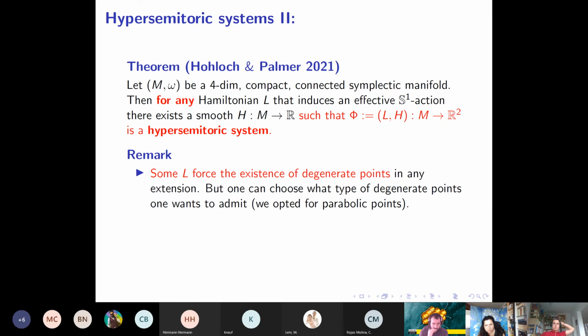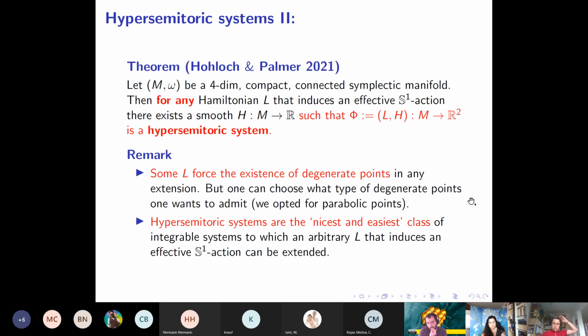As far as I remember, somebody told me that Daniele Sepe and Sue Tolman are working on something else for being much more degenerate. So you have there some kind of freedom. But as I said, we opted for the nicest type of degenerate points, the so-called parabolic ones. Therefore, from my point of view, these hypersemitoric systems are the nicest and easiest class of integrable systems to which you can lift an effective Hamiltonian S1 action. And when you start hunting in physics and chemistry for systems having this one action, I think you stand a good chance that they fall into this category.